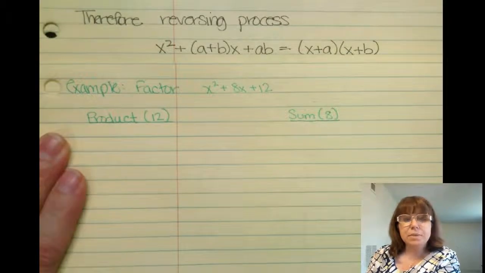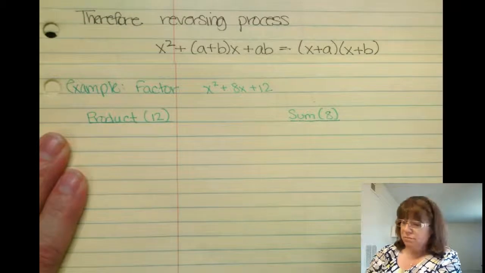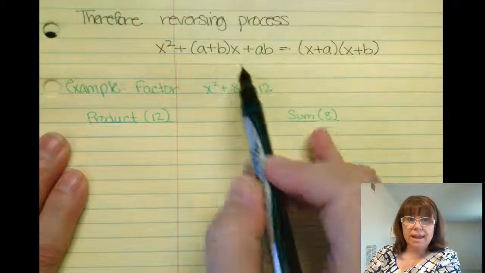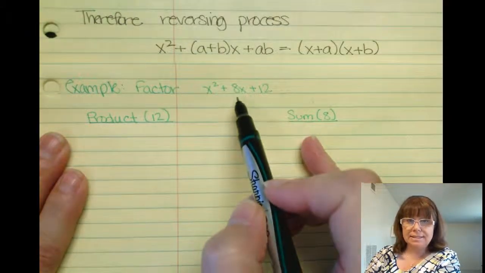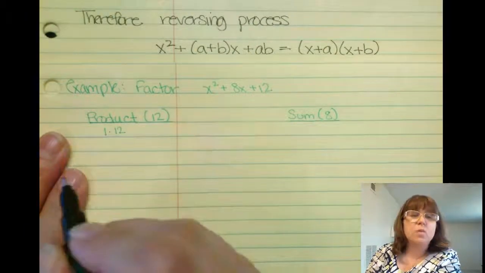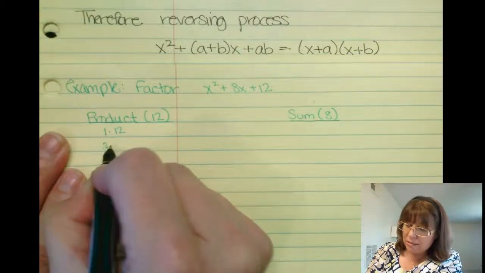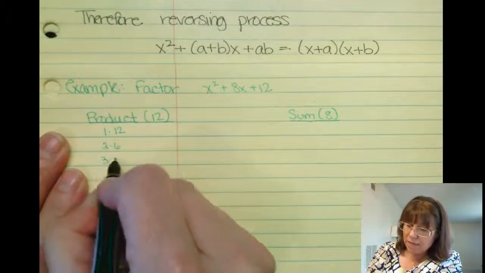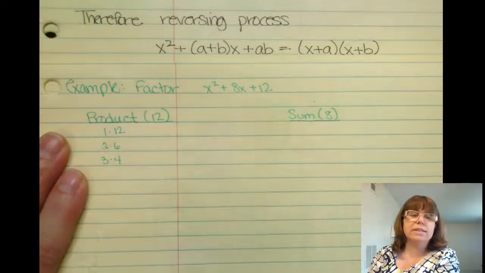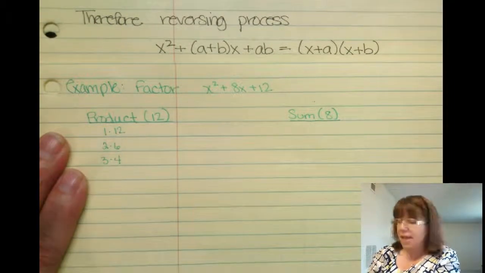So let's look at an example. x squared plus 8x plus 12. So I need two numbers to multiply to 12 and to add to 8. So let's check out the factors of 12. Well, 1 times 12, and let's see what else. There's 2 times 6, there's 3 times 4, and since everything's positive, I'm not going to worry about the 12 times 1 and the 6 times 2 and the 4 times 3, because they'll add up to the same thing.